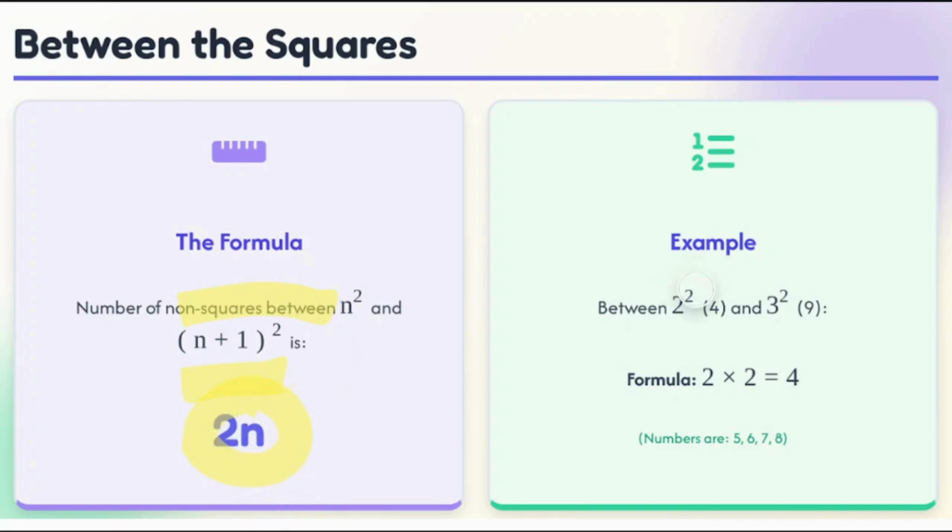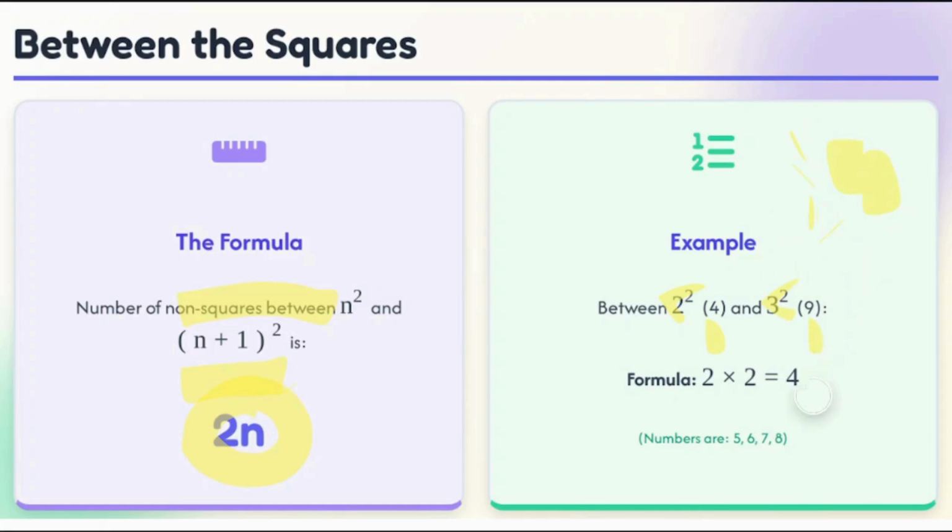Let's suppose we have to find how many non-square numbers are there between 2 square and 3 square. 2 square is 4. 3 square is 9. Between them, how many non-square numbers are there? So we know that between 4 and 9, there are 5, 6, 7, 8. So there are a total of 4 non-square numbers.